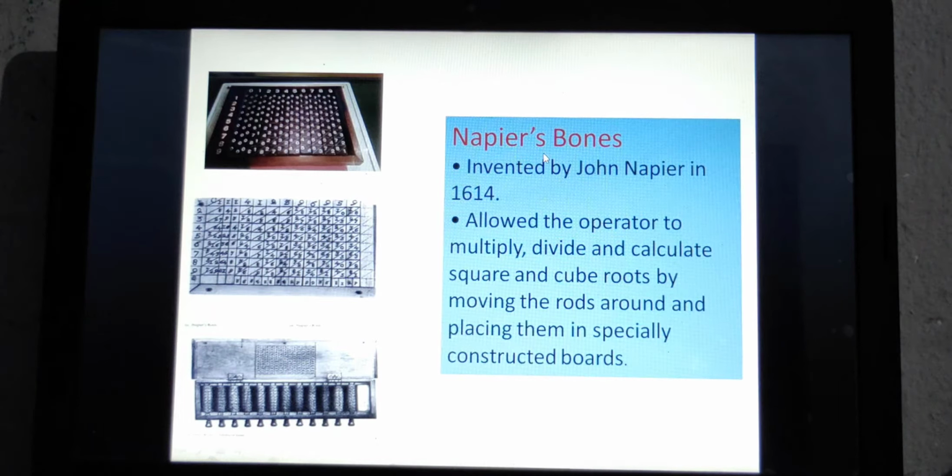The next one is Napier bones. Napier bones was invented by John Napier in 1614, and it was used mainly to perform mathematical operations like multiply, divide and calculate squares and square roots by moving the rods around and placing them in specially constructed boards like this. So in the picture you can see.